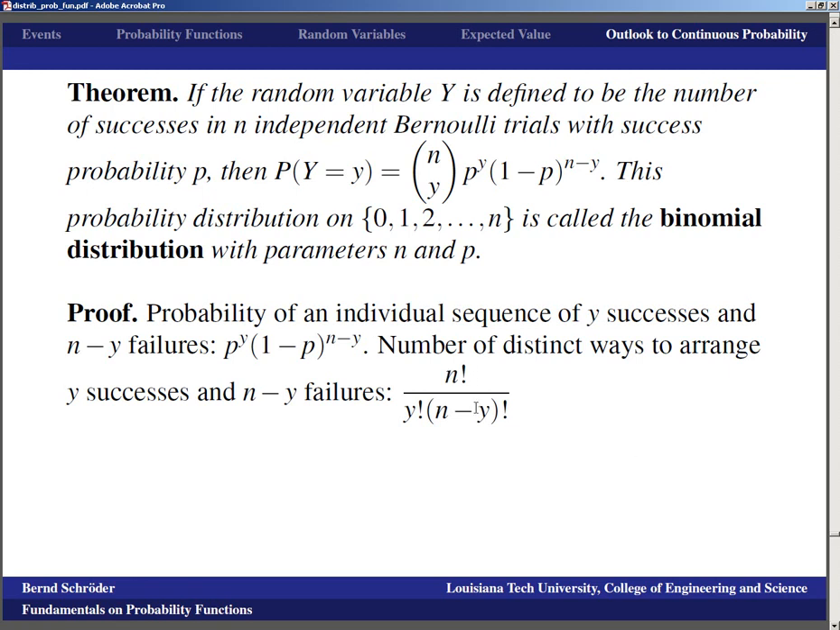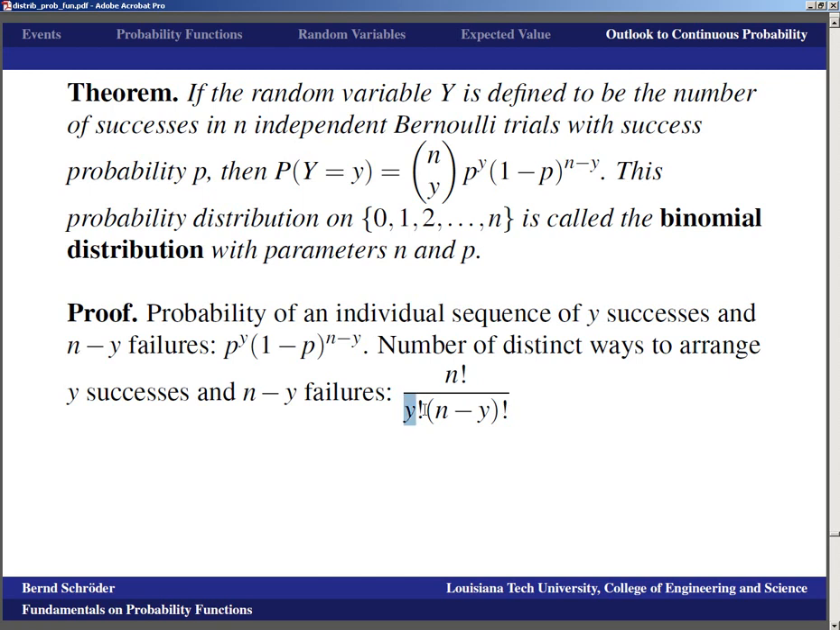Well, we have n factorial over n minus y factorial. Basically, that is the product n times n minus 1 times n minus 2 times all the way through n minus y plus 1. And that's basically because if you were to put your y successes into n slots, you've got n slots for the first one, you've got n minus 1 slots for the second one, and so on, all the way down to n minus y plus 1 slots for the last one to place, because of course you can't put two successes at the same time, because this is staggered in time. And so that gives you n factorial over n minus y factorial.